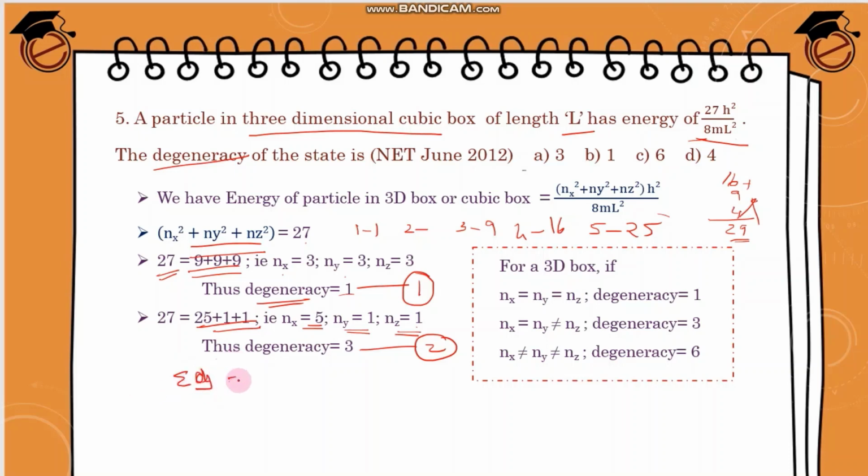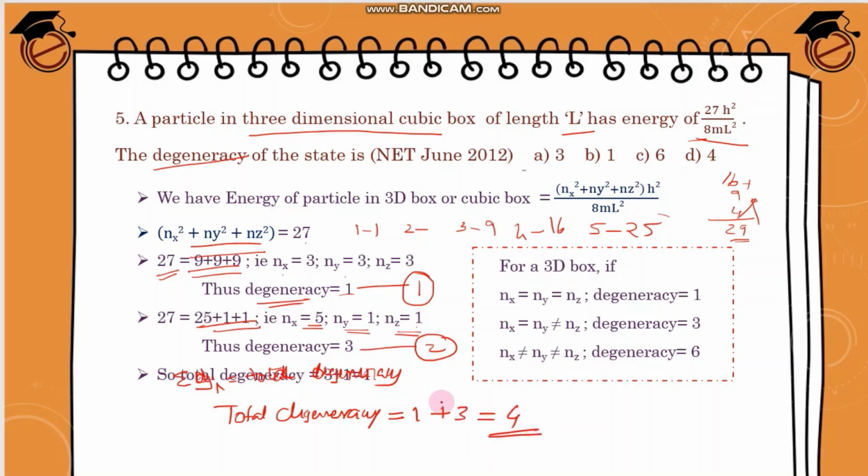Total degeneracy equal to sum of the degeneracies. That is, here total degeneracy equal to, from first we got 1, from second we got 3, overall 4. Then total degeneracy will be 4. Our answer is 4, option D, 4.